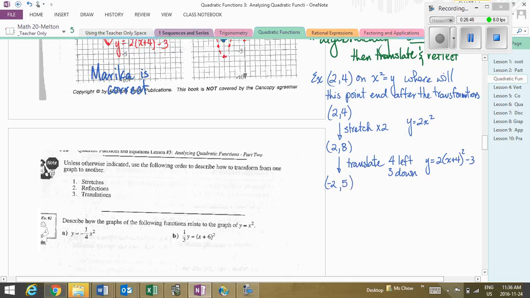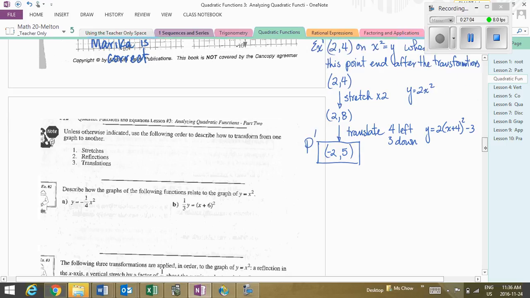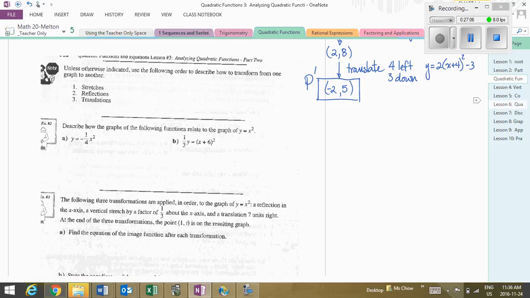So that point (2, 4), once it's been stretched and then translated, will end up at (-2, 5). So if this was point P, this is point P prime.